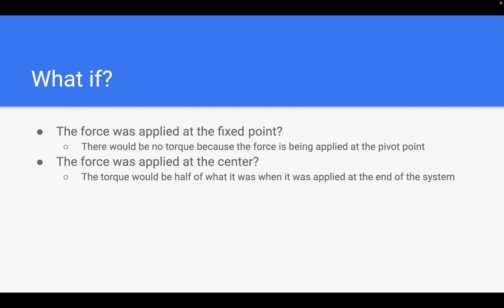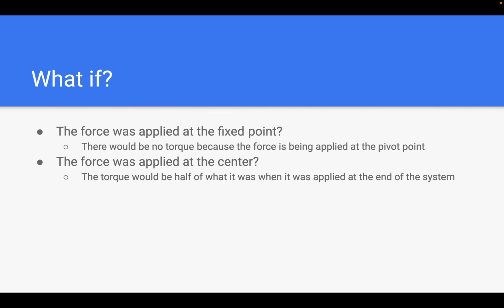What if the force was applied at the fixed point? So if the force was applied at the pivot, there would actually be no torque because the force is being applied at the pivot point. And this means that the distance from the force to the pivot point is 0. So 0 times any force is going to give us a torque of 0. Or 0 crossed with any force is going to give you 0.